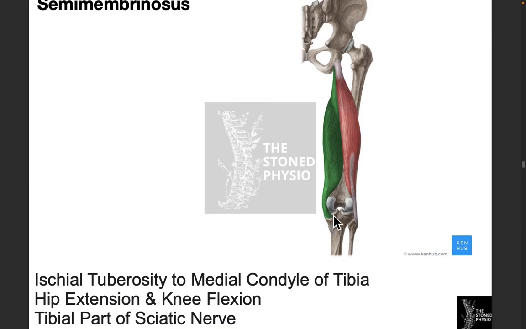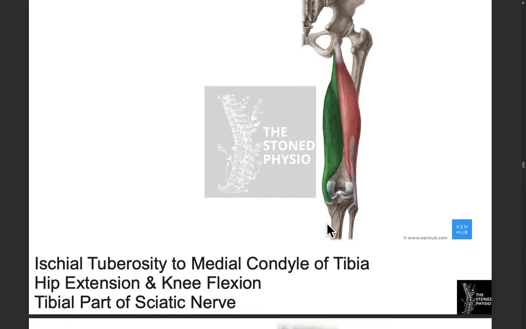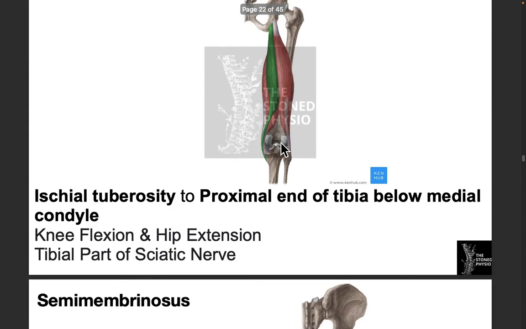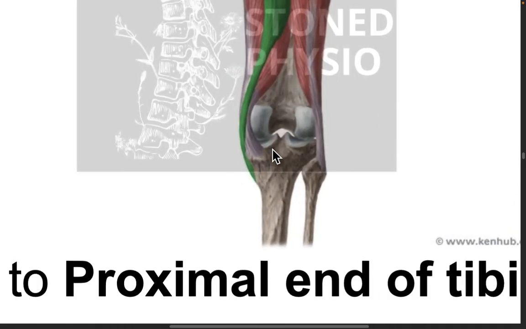We can say that it is getting its attachment on the medial condyle of the tibia. On the medial condyle of the tibia there is the insertion of the semimembranosus, and a bit distal to this, here we can see the attachment of the semimembranosus. A bit lower to this, a bit distal to this, we have the pes anserinus region, where we can see the attachment of the semitendinosus.